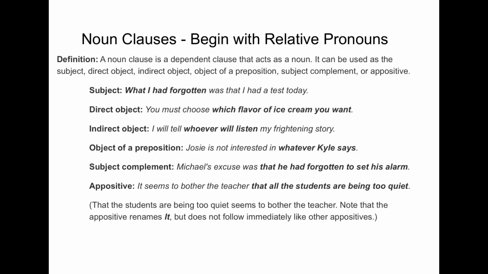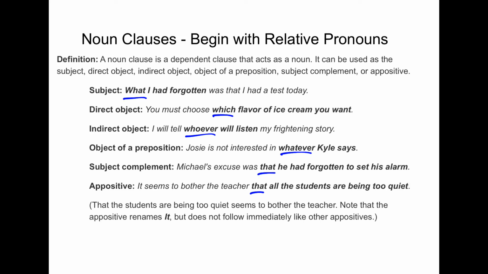It turns out these special types of dependent clauses are called relative clauses, and we break them down into noun clauses and adjective clauses. They all begin with relative pronouns. So the words what, which, whoever, whatever, that are all relative pronouns. They begin these dependent clauses much like subordinating conjunctions do.